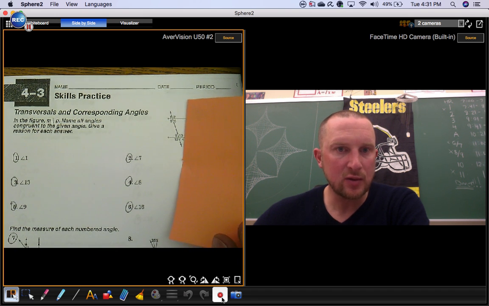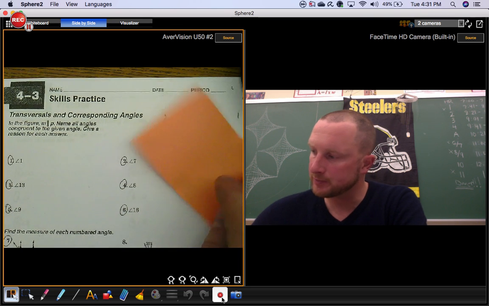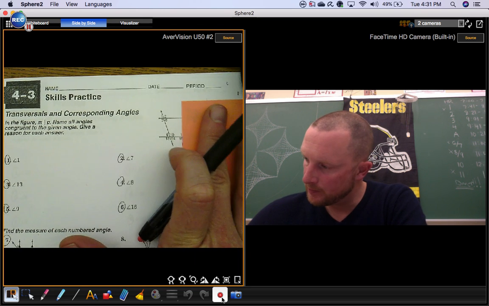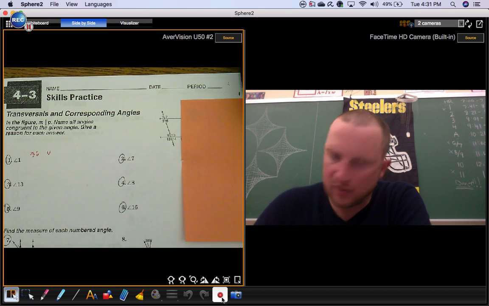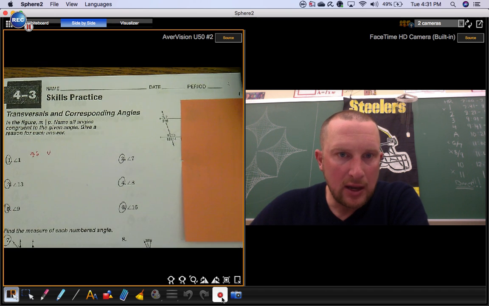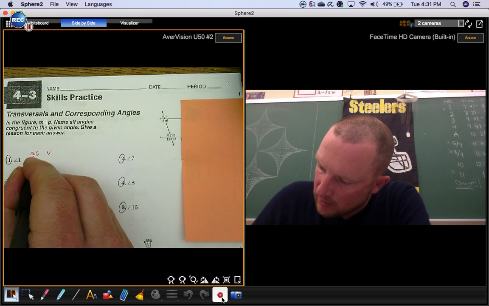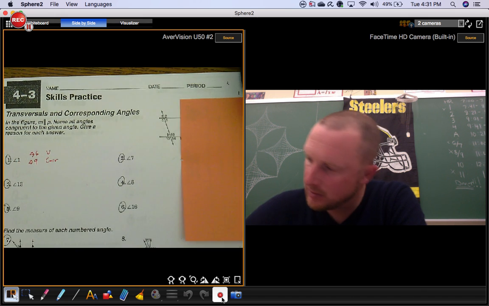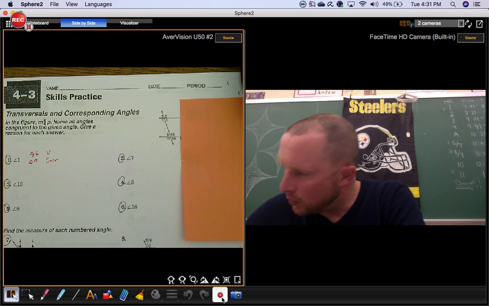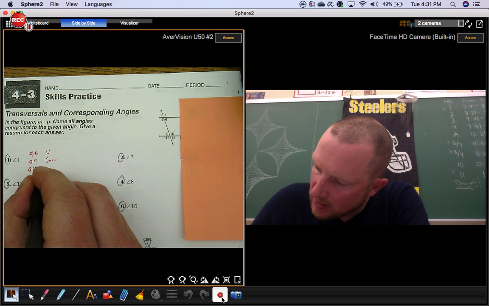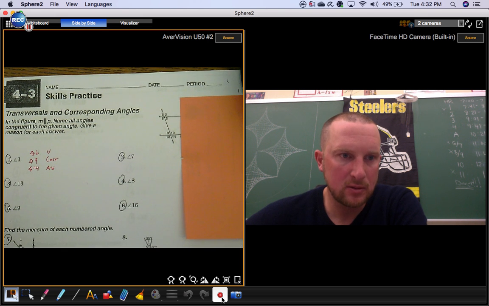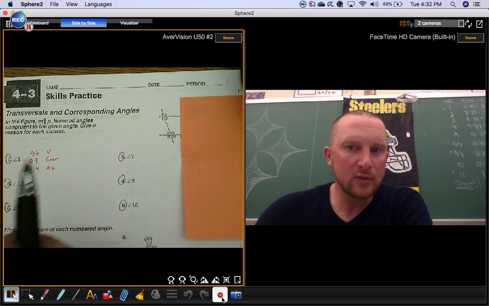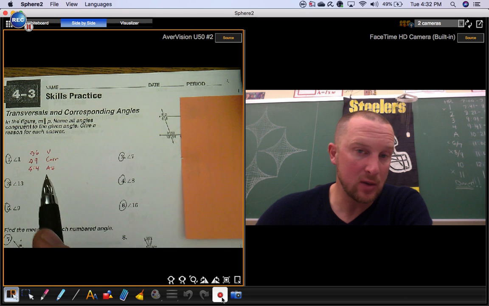Now there's 3 angles here that are congruent to angle 1. Angle 1 is congruent to angle 6 because they're vertical. Angle 1 is congruent to angle 9 because they're corresponding. And angle 1 is congruent to angle 14 because it's alternate exterior. So that's what we're looking for in this section. Find the angles that you know are congruent to that angle and say why.